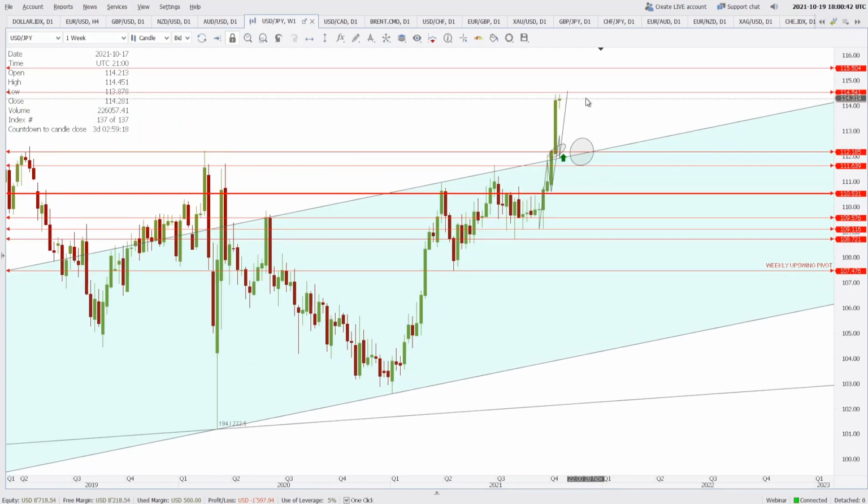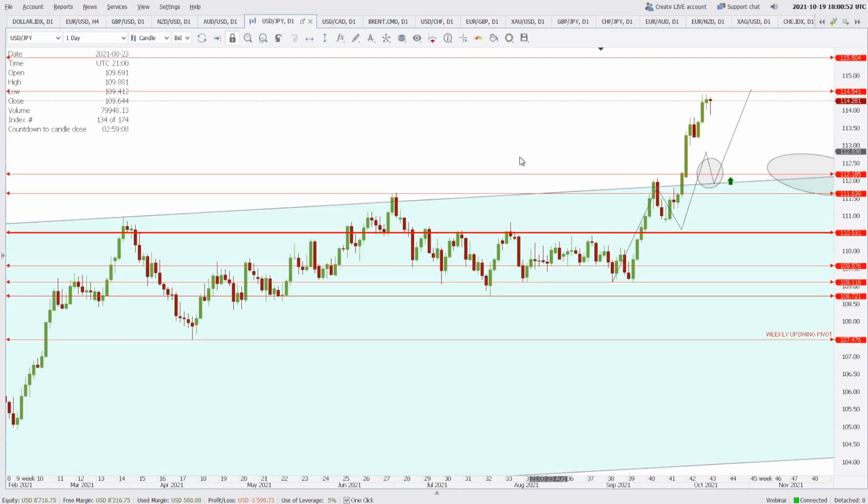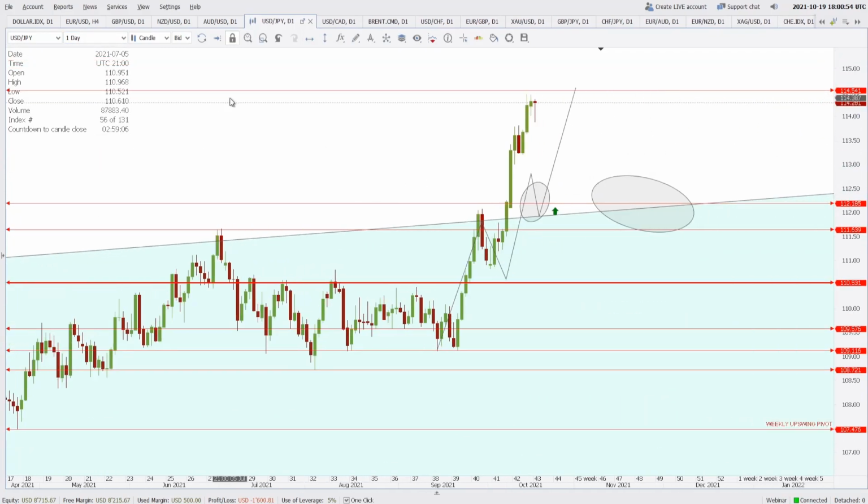But right now 114.54 is the resistance and 112.18 is the support, which is very, very low. So if you're thinking about buying this market at current levels, I will never recommend so. No.